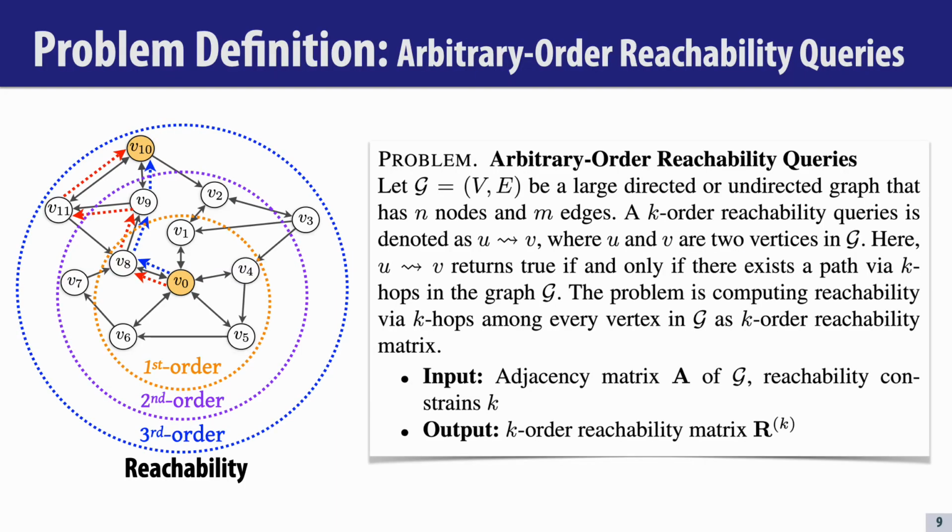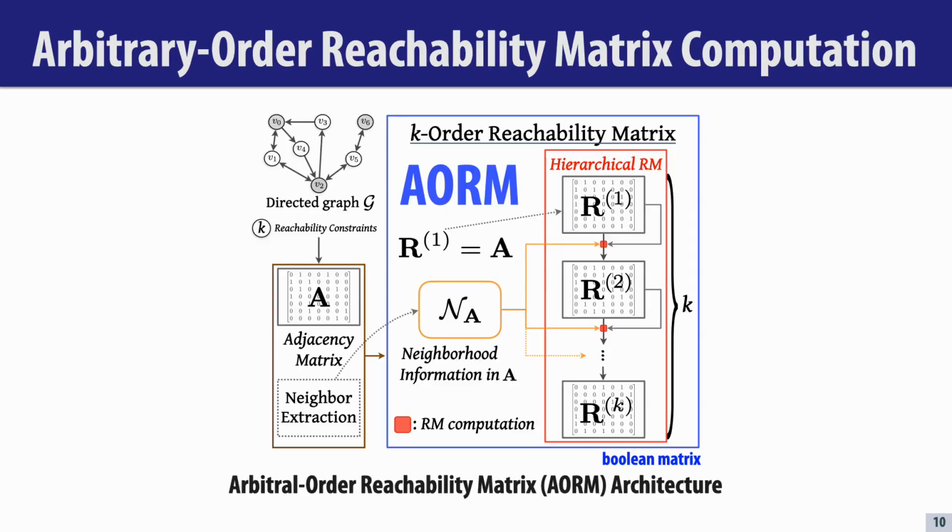Now, let me introduce the proposed framework called AORM. The image on the left shows the notion of arbitrary order reachability on the graph. The path from V0 to V10 has two different paths. One is the V0, V8, V9, V10 path. This path provides the third order reachability. The other is the V0, V8, V9, V11, V10 path. This is the first order reachability. The blue dashed line is the optimal reachability from V0 to V10. The arbitrary order reachability query problem is to compute the reachability via k-hop among every vertex in a graph as a k-order reachability matrix.